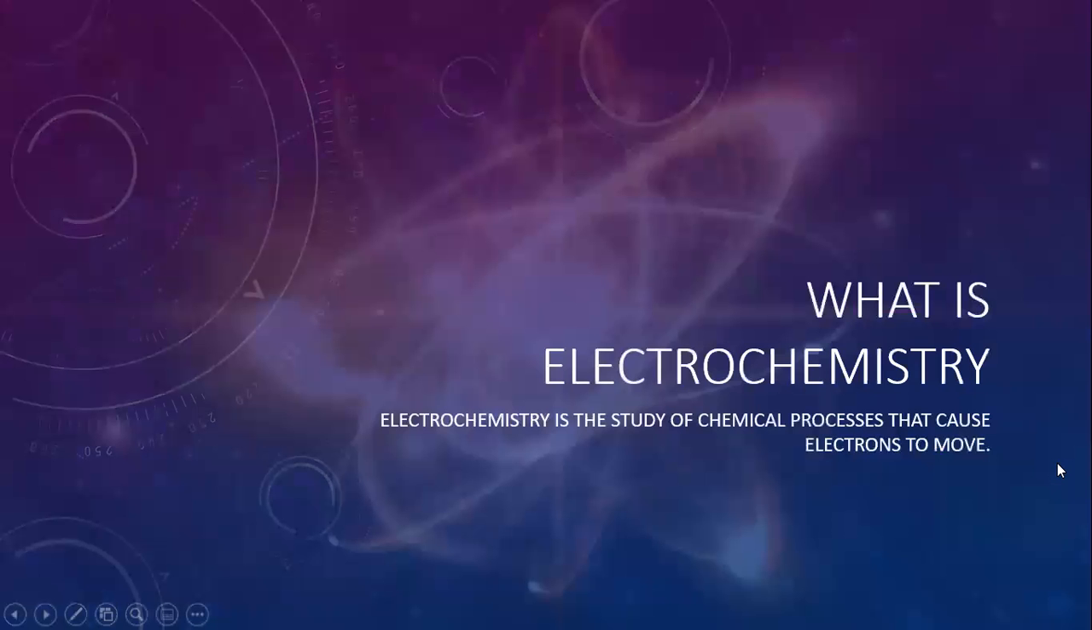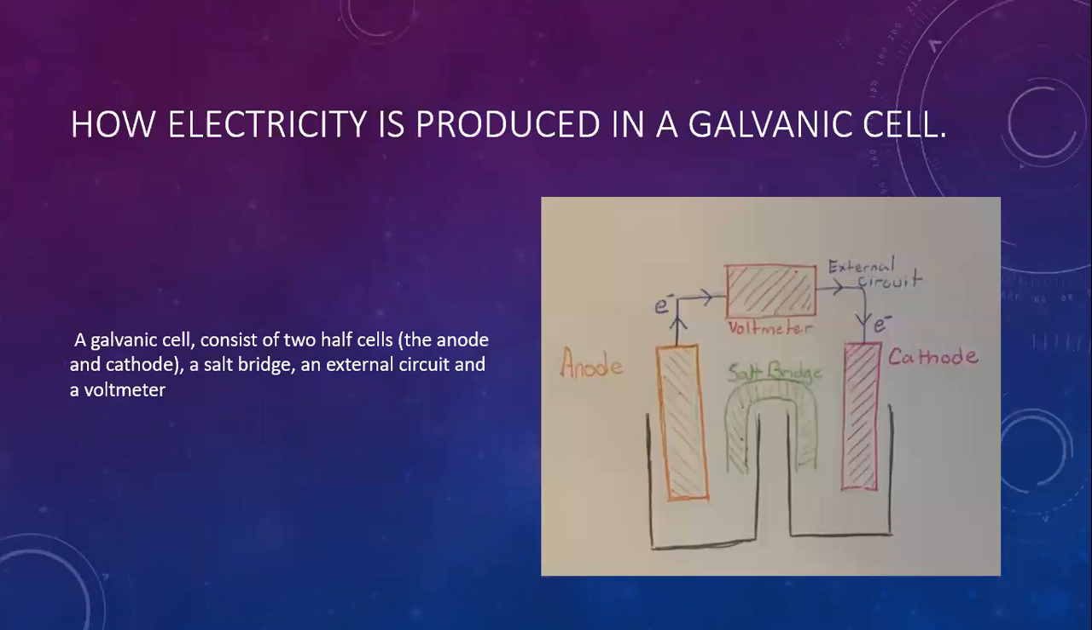What is electrochemistry? Electrochemistry is the study of chemical processes that cause electrons to move. Electricity is produced in a galvanic cell.